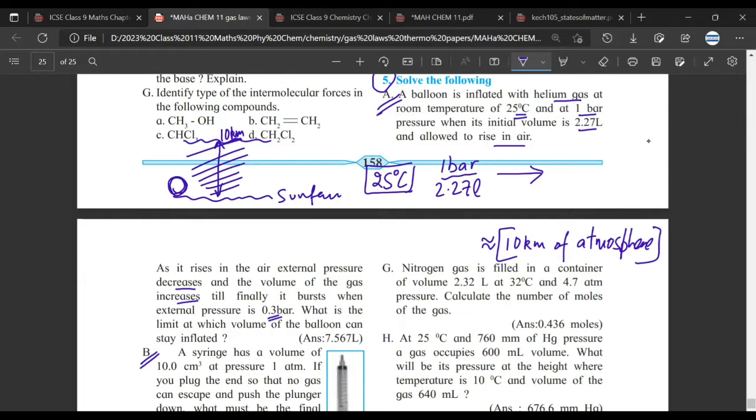Now, when it starts to rise, let us assume that the balloon reaches here. Now, only this much amount of atmosphere would be above the balloon. So that is why the pressure would be lesser. Any doubt? So, the pressure has decreased. What is the limit at which the balloon can stay inflated? Now, they haven't talked much about the temperature. Because they haven't talked much about the temperature, what we will assume is that the temperature would remain constant. And when the temperature remains constant, which law is applicable?